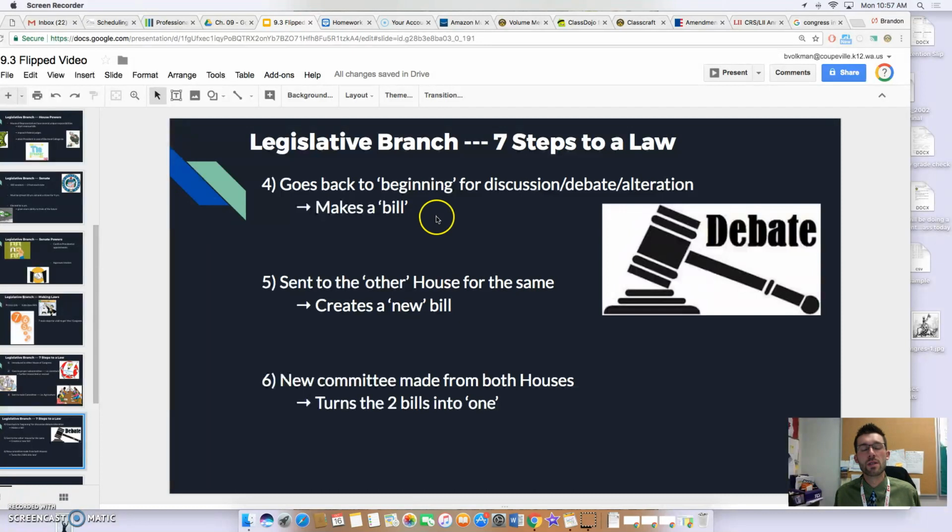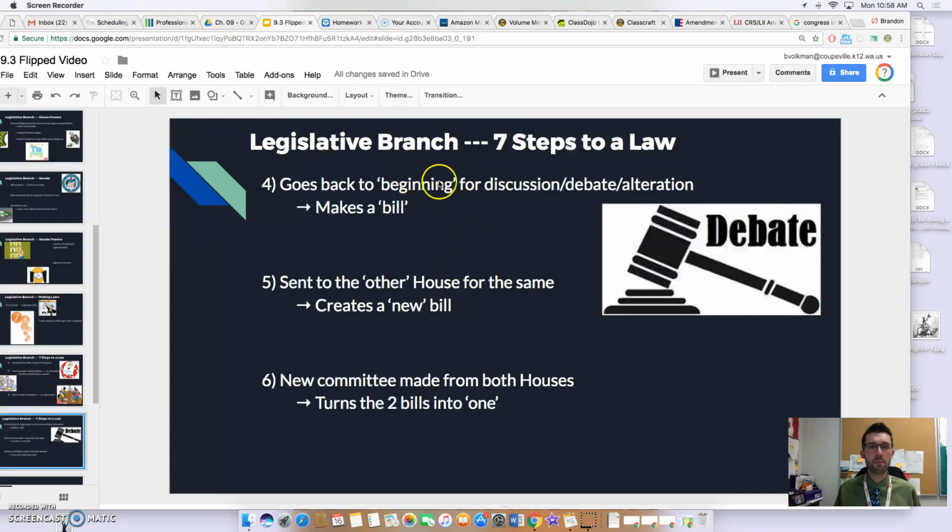Then, once the original House has talked about it, it then goes to the other House, which in my example would be the Senate. And then that second House, or the Senate for my example, would look at that bill and make changes and alterations to it. So after this 5th step, you have 2 different bills that have gone through several processes.